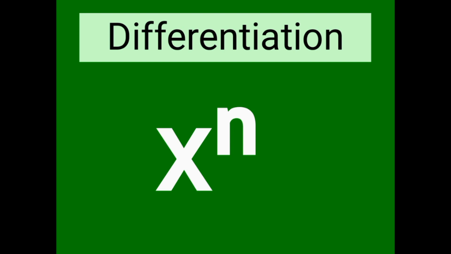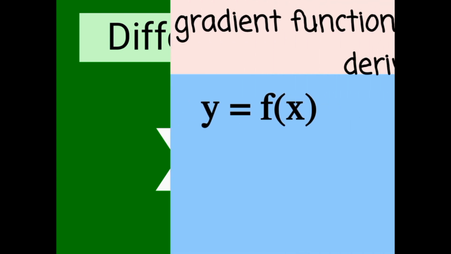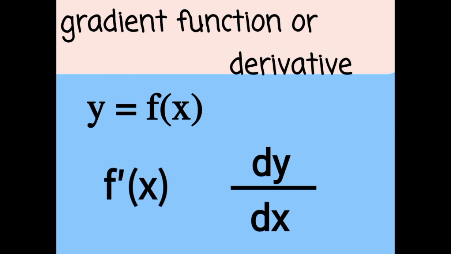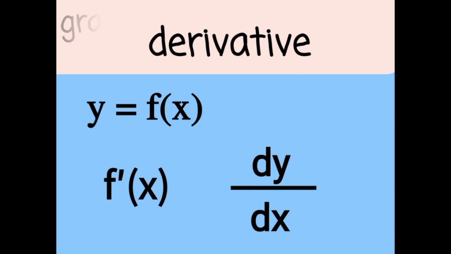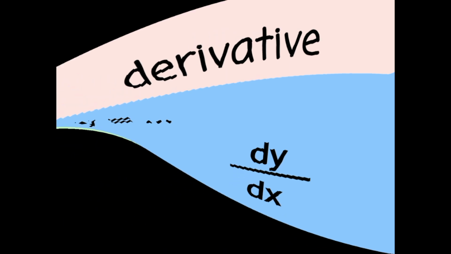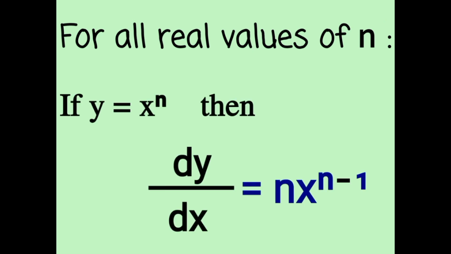As I said in my previous PO Maths video, the derivative of the curve y equals f(x) is written as f dash x or dy over dx. Both f dash x and dy over dx represent the derivative, but we usually use dy over dx when an expression is given in the form y equals. Now, for all real values of n, if y equals x to the power n, then dy over dx equals nx to the power n minus 1.